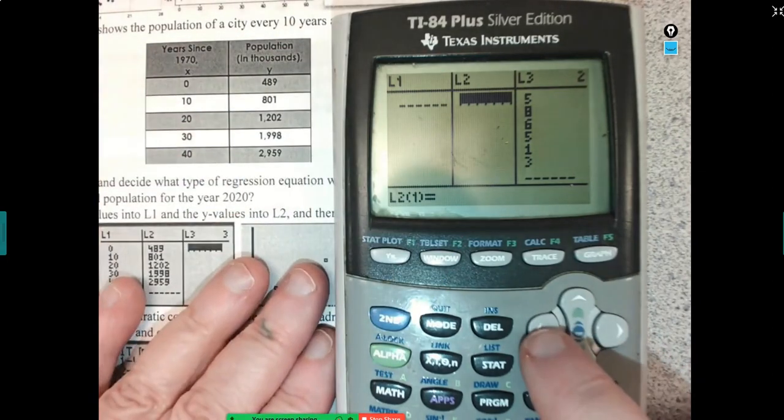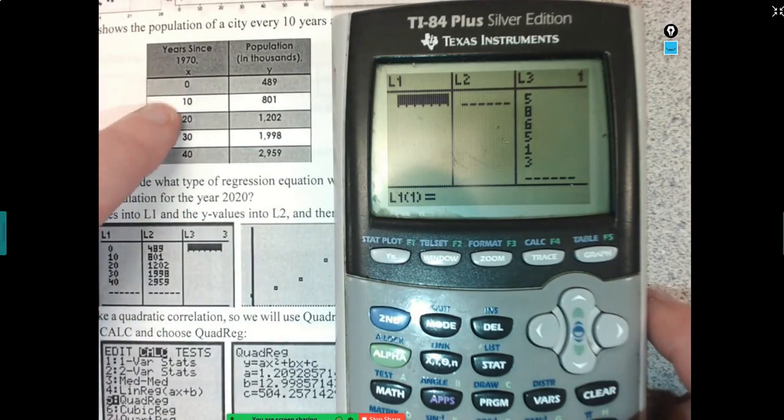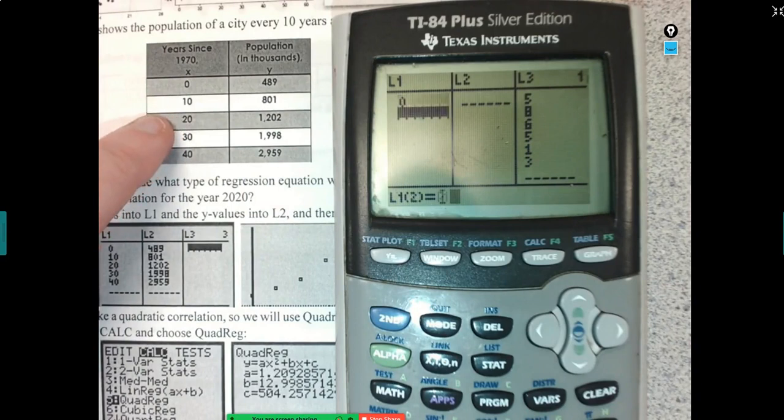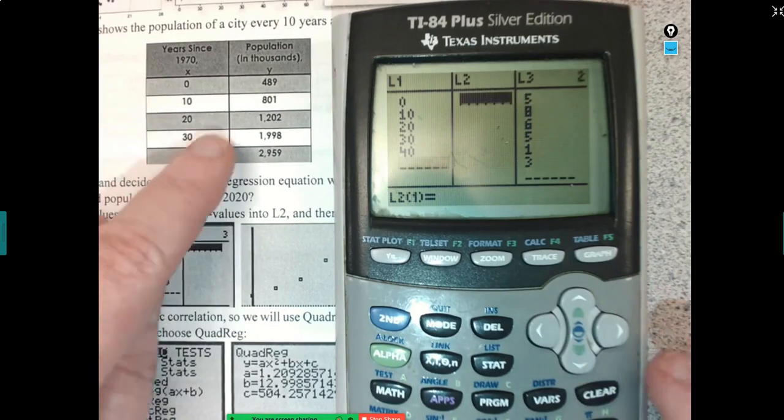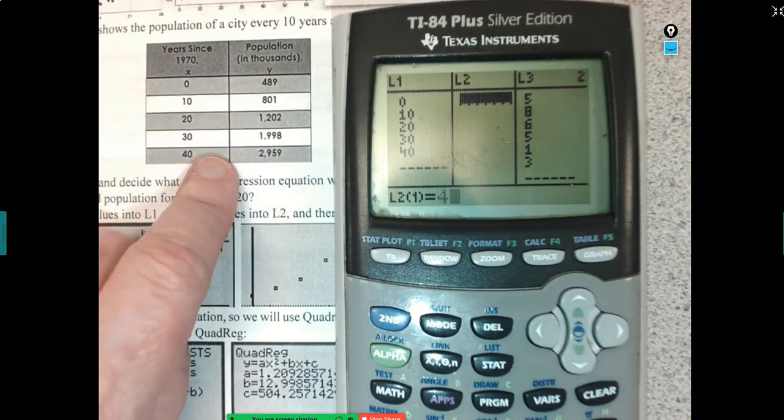I'm in list 2, so I'm going to scroll over to list 1, and I'm going to put my X values in there. Okay, so 10, 20, 30, 40. Then I'm going to scroll over here and put my Y values in.